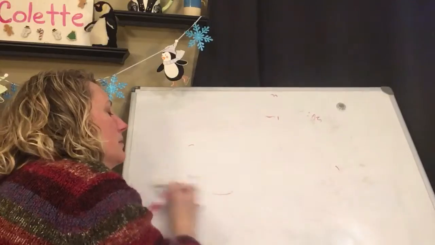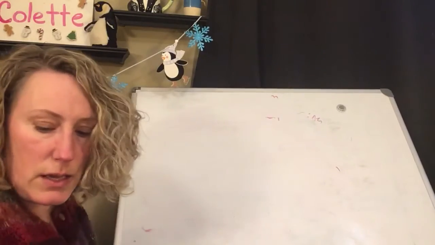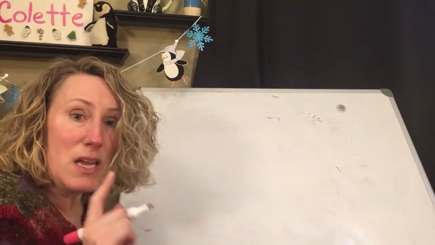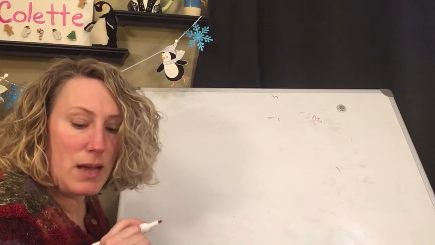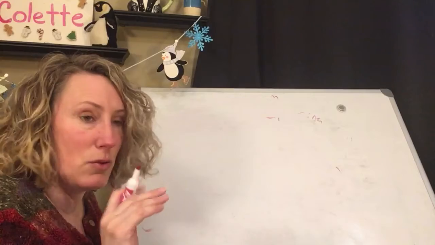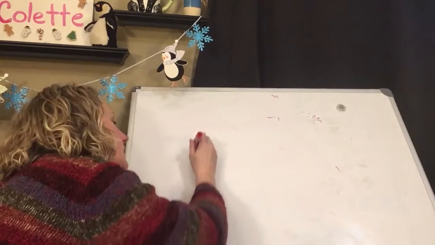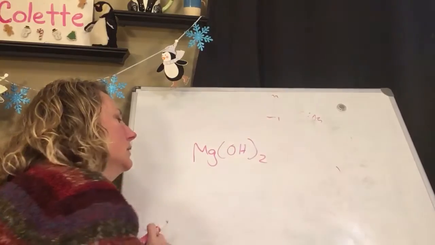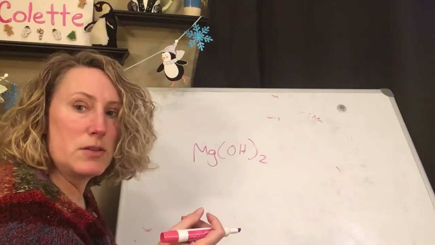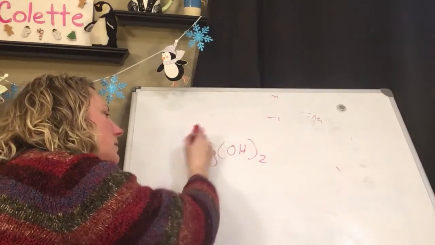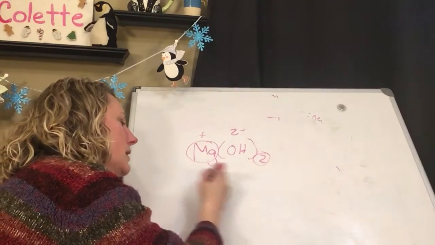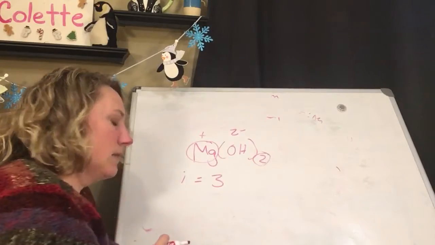Remember, if you have something that's ionic, it's going to break into as many pieces, but just keep in mind, if you have a polyatomic ion, anything in parentheses, those don't break apart. So again, if you have Mg(OH)2, how many pieces does it break into? This is the positive part, and there's 2 negative parts, so that breaks into 3. So i is going to be 3 again.